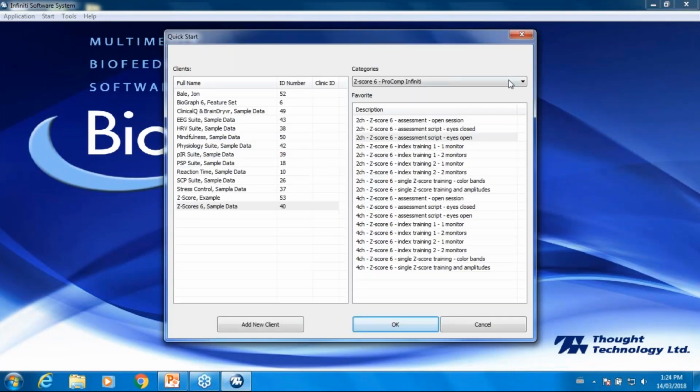So I'm going to go back to Quick Start, and my name is already selected, so we know we're comparing my brain to an equivalent brain. And I'm going to choose Index Training to start. Just so you know, all the training displays have 1 or 2 monitor versions with the Z-Score suite, but since I'm using a 1-monitor computer right now, we're sticking to 1 monitor.